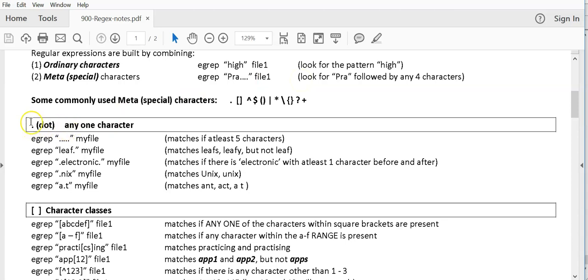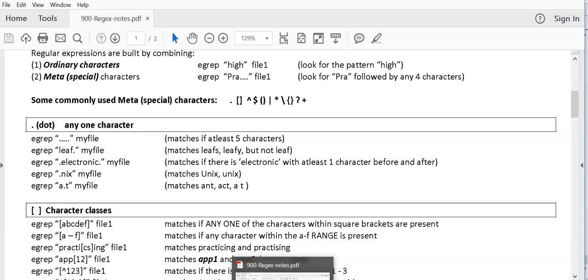The very first one here is a dot, and a dot means in regular expressions any one character. So for example, if I was to put 5 dots here inside the double quotes, I'm telling Linux, look for 5 characters on the line. And this can be any character. So it could be ABCD, it could be numbers, it could be special characters, it doesn't matter. As long as it finds at least 5 characters, this is going to be a match.